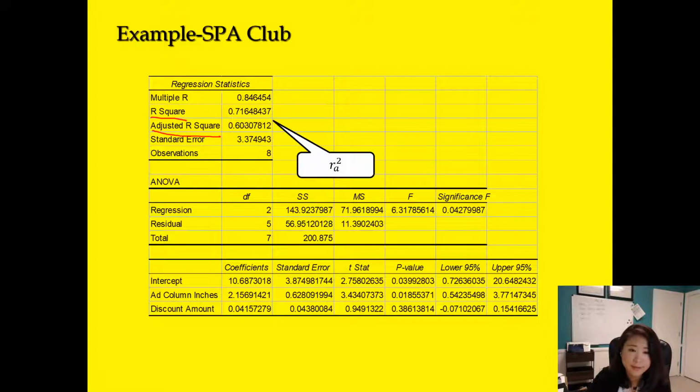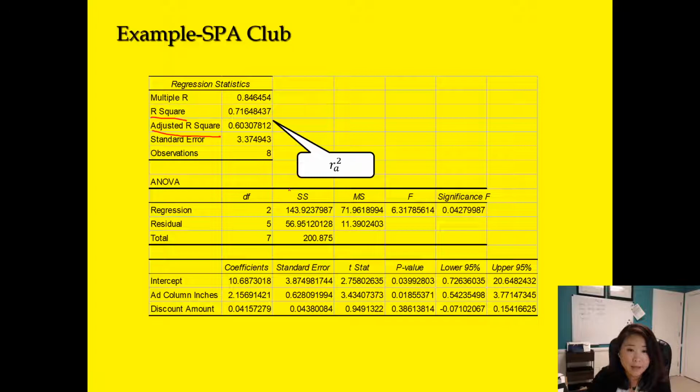Did you notice that for this SPAR club example, it is a little bit smaller than R squared? The reason is that we have more than one predictor. If you have one predictor, adjusted R squared will definitely be smaller than R squared. If you have more than one, it will be even smaller. That's why you got 60.30%. So this is the adjusted R squared.